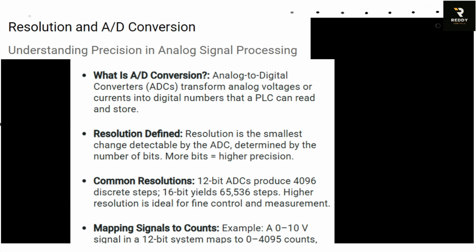Mapping signals to counts. Example, say you have a 0 to 10 volts signal coming from a sensor. If you map that into 12-bit, you'll have 0 to 4095 counts, right? So if you take the resolution, each count is about 2.4 millivolts. You take 0 to 10 and divide it across 4095 steps. That gives you 2.44 millivolts as a resolution per count.